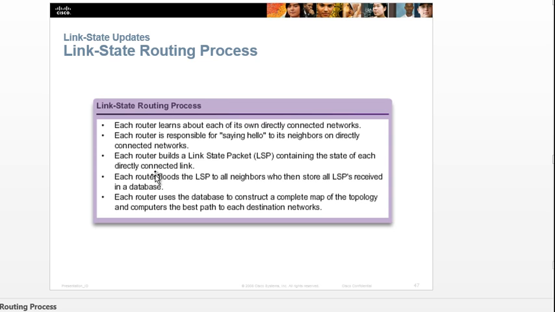So in link state routing, each router learns about each of its own directly connected networks. Each router is responsible for sending the hello to its neighbors on those directly connected networks. And each router builds what's called a link state packet containing the state of each directly connected network. These LSPs are sent to all the neighbors, who store all the ones received in a database. And then each router uses its database to construct a complete map of the topology and to compute the best path to each destination network. So in this case, you've got a topology on each of the systems, each of the routers.